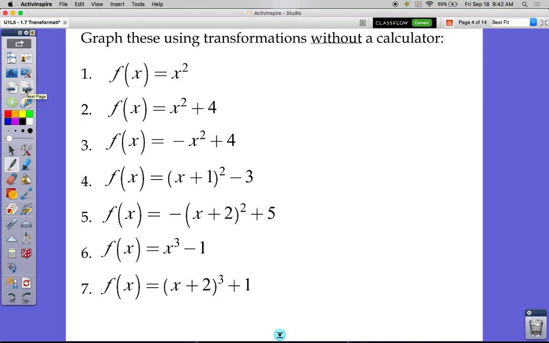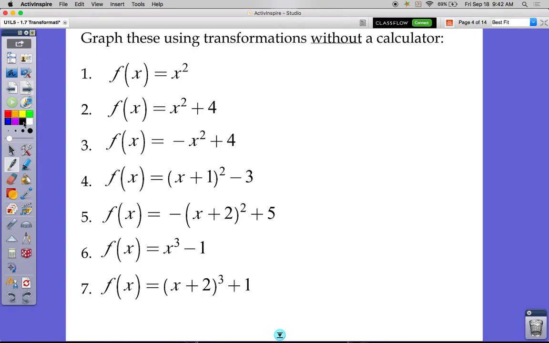So what I want you guys to do is try to graph these without a calculator. That is, remember what we talked about with parent functions, and then apply only transformations to these and see if we can graph these. I want to do a couple of these with you, but if you guys want to pause and try this first on your own, please go ahead and do so. If not, let's go ahead and get started.